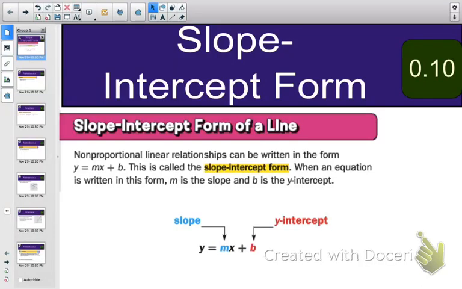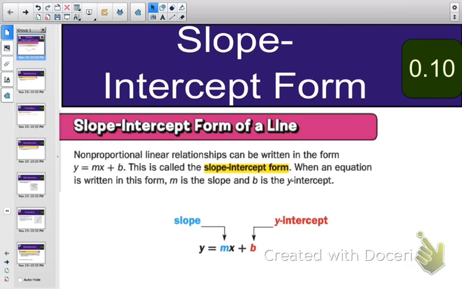Welcome back. Today we are looking at slope-intercept form. So now that you know what slope is, we can look at how to write it into an equation. If you remember from last year, we can write the equation of a straight line in the form of y equals mx plus b. This is what we call slope-intercept form.